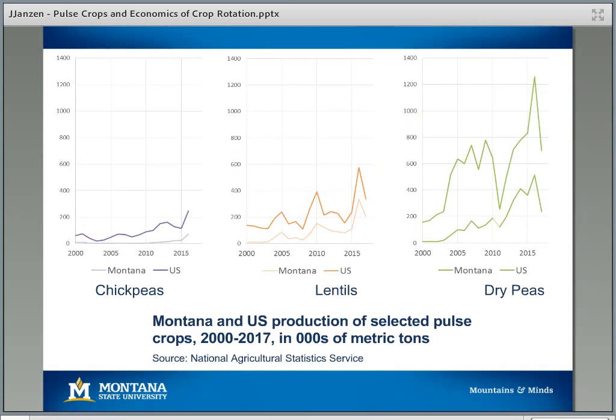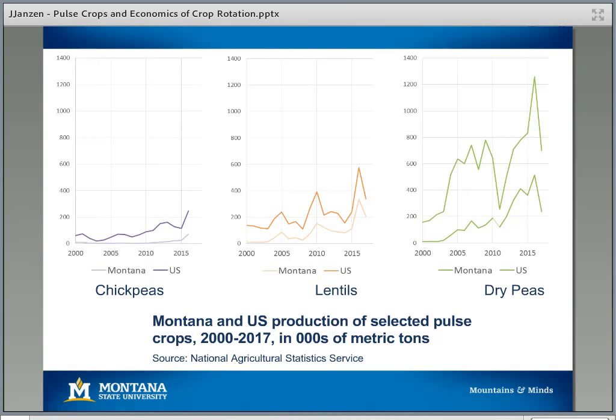Here's the story in Montana. This is just production, U.S. and Montana production. So how big is production in the United States? And then what share is Montana of that production? We can see that Montana is a substantial share, whether we're talking about chickpeas, lentils, or dry peas. Really, starting in the early 2000s, we were a negligible pulse crop producer, and that story has totally changed over time, to the point where we're producing about half of U.S. pulses here in the state of Montana.